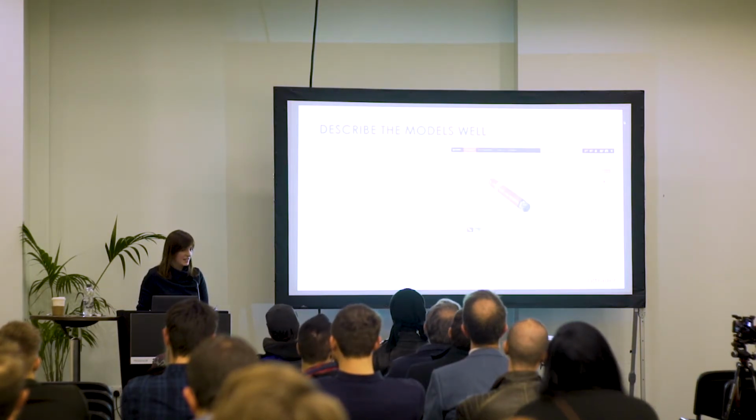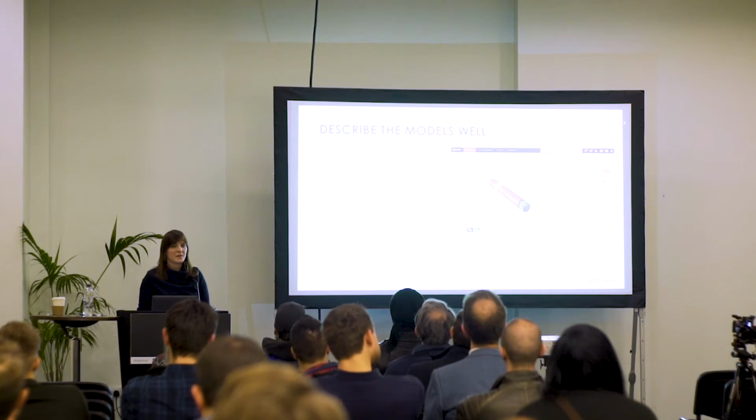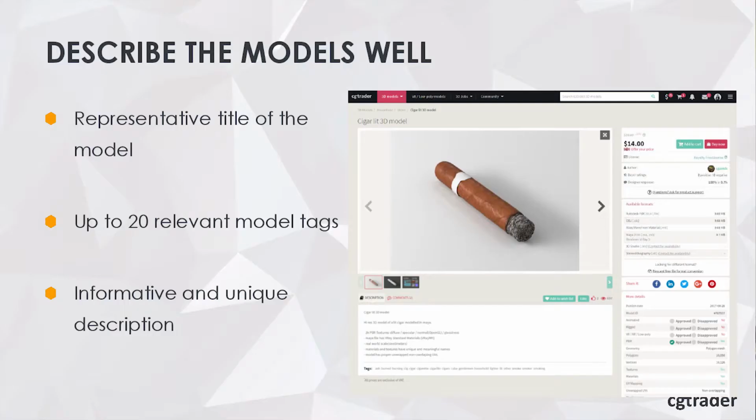Okay, the other side of presentation of the models is describing and showing what's in the model well. So on CGTrader and other marketplaces, a lot of traffic is coming from search engines like Google, and it's very important to have unique descriptions, good tags, many tags that describe the model, and also a strong title of the model.